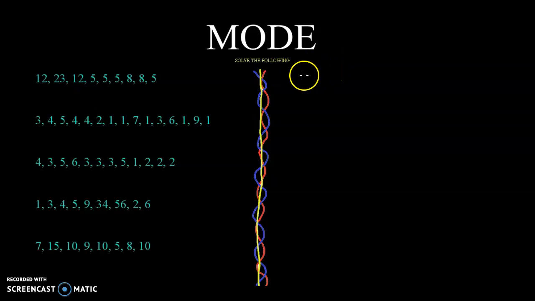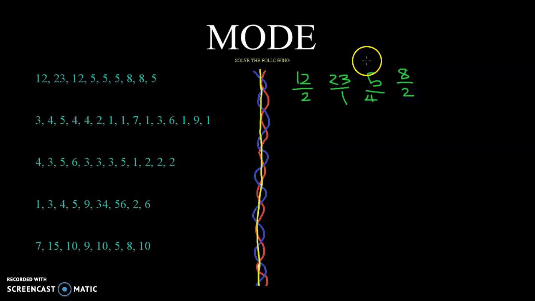So let's write the first one. Let's do it. 12 comes up only 2 times. So let's write 12 is 2, like a fraction. Now 23 comes up only 1 time. The 12 is already done. 5 comes up 4 times. I think that's going to be the highest. 8 comes up 2 times.